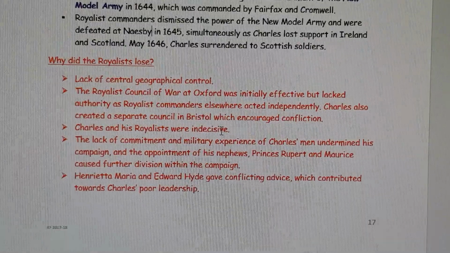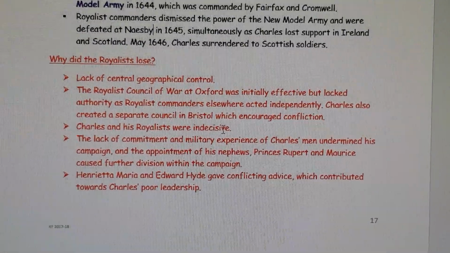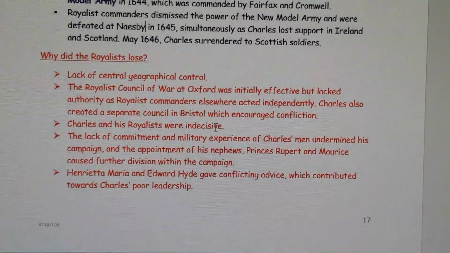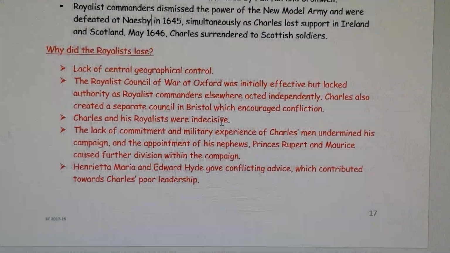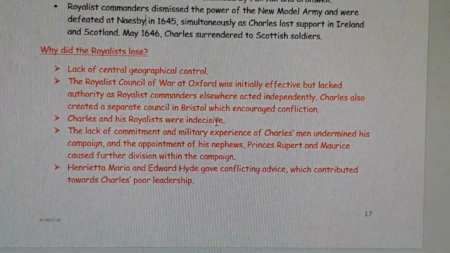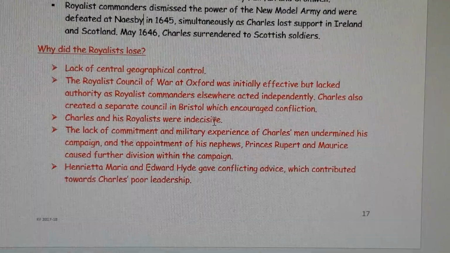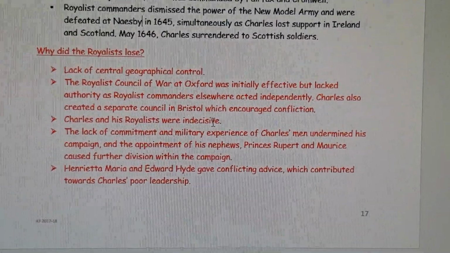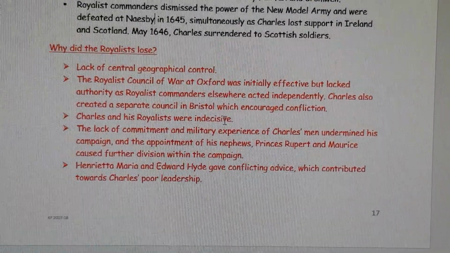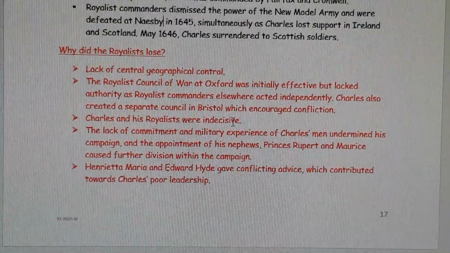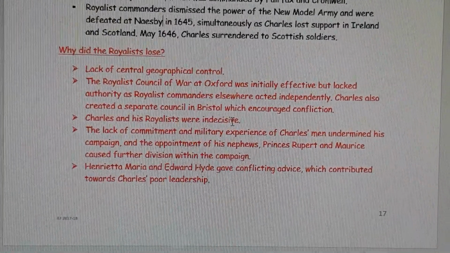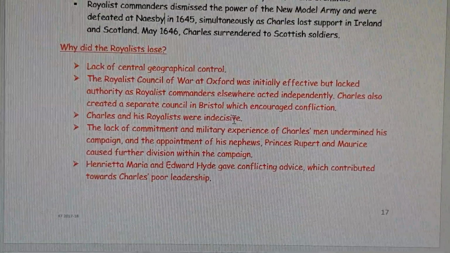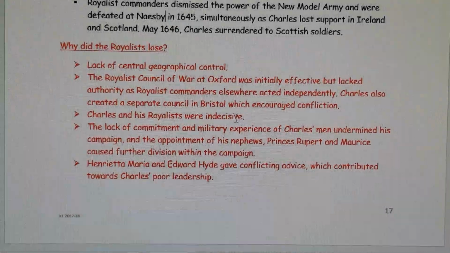Charles also created a separate council in Bristol which encouraged conflict, because Oxford would be saying one thing, Bristol would be saying the other, bearing in mind there's obviously no Wi-Fi at this point in time. So it'd take quite a long time for messages to get between Bristol and Oxford, that's if they weren't clashed up with any parliamentary presence en route to each other. And likewise, experienced commanders who were initially at Oxford were taken away to work in Bristol. Obviously, Oxford is geographically closer to London than Bristol is, and that was a tactical error on Charles's part.